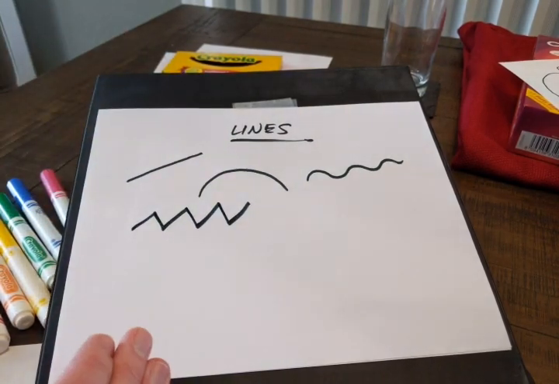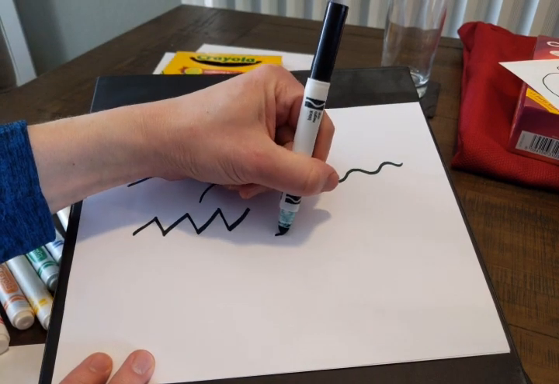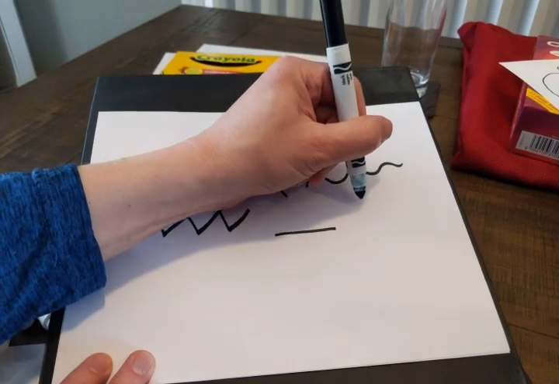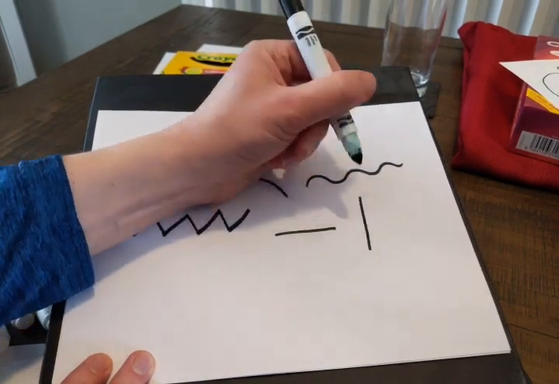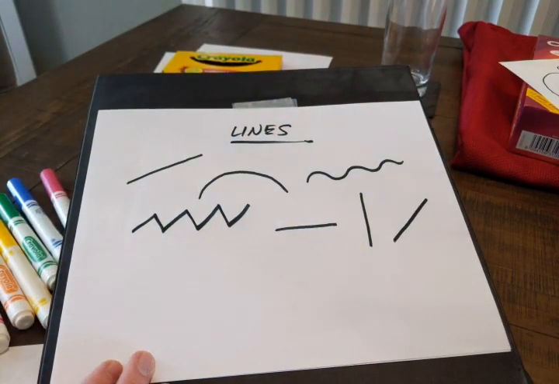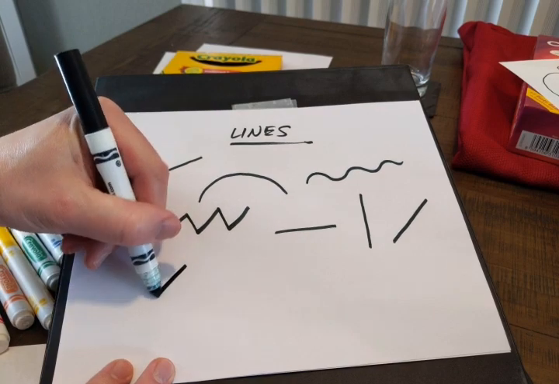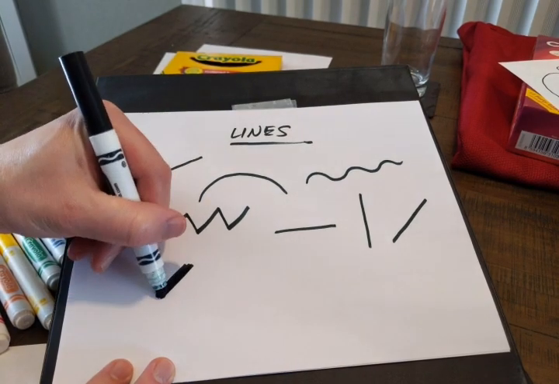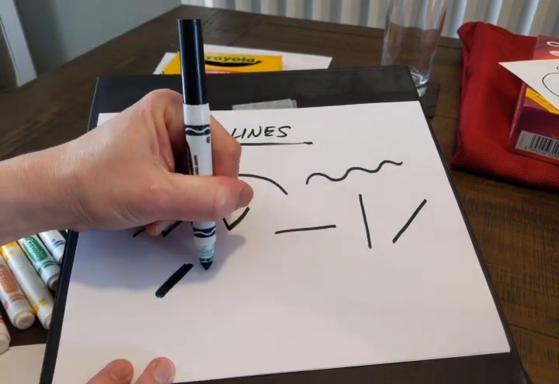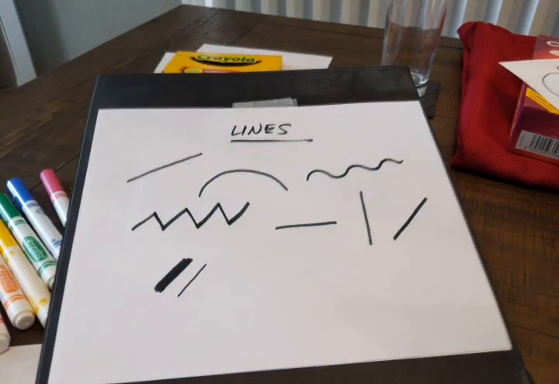What else is there? Oh, right. Which way are the lines going? So there are horizontal lines and vertical lines and diagonal lines. Absolutely. We can make our lines thicker and we can make our lines thinner. Absolutely. So these are all different kinds of lines that we can use when we are making art.